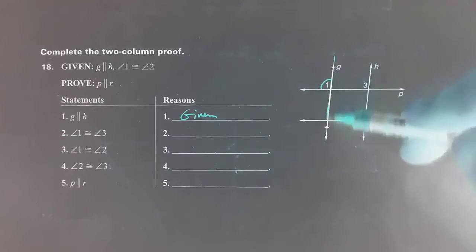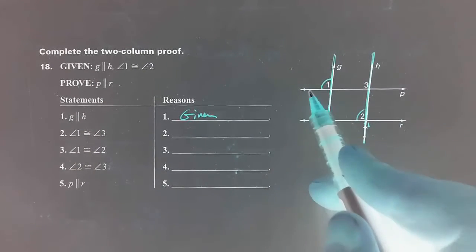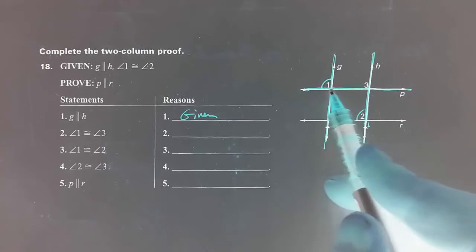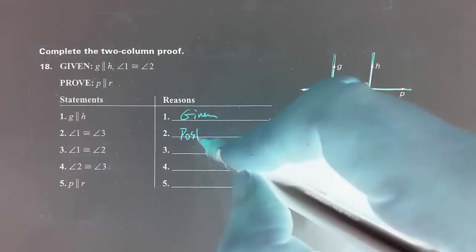So this line and this line are the two that we already know are parallel. And that makes this a transversal, and angle 1 and angle 3 are what kind of angles? They are corresponding. So what? Yeah, it's the stuff from the other section that says if the lines are parallel, then the corresponding angles are congruent. So this is going to be postulate 15.